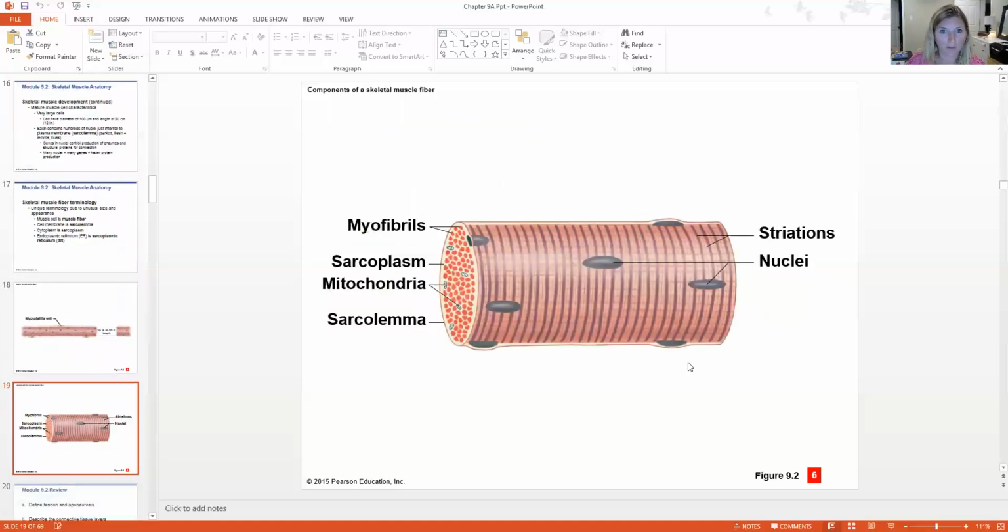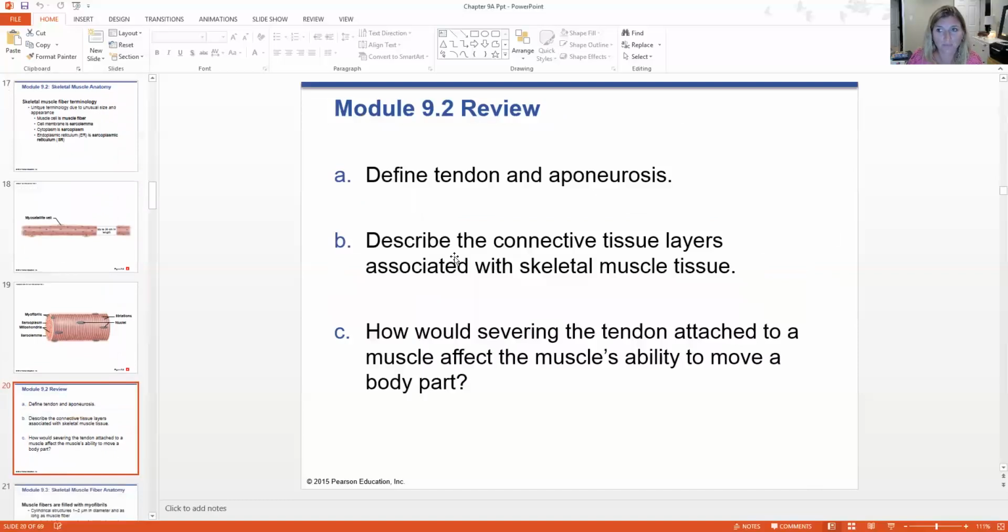Here's our muscle fiber cell. There we go. You see the several nuclei. The striations we're going to talk about. Inside, we have all those myofibrils. Think of them like little sticks inside. Pause the video here. Go back and answer those questions.